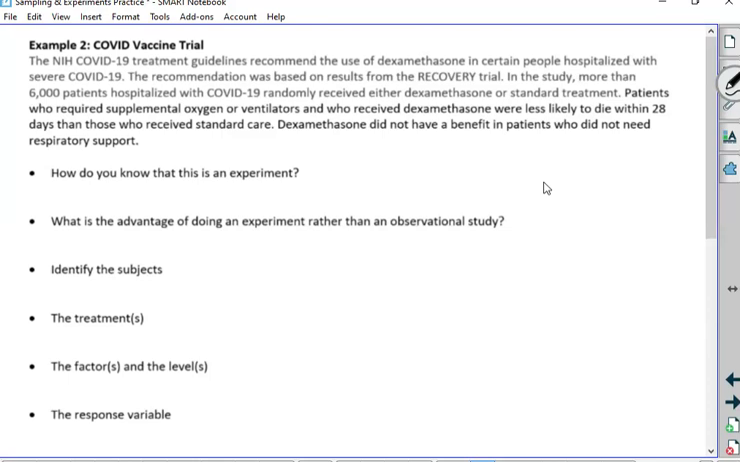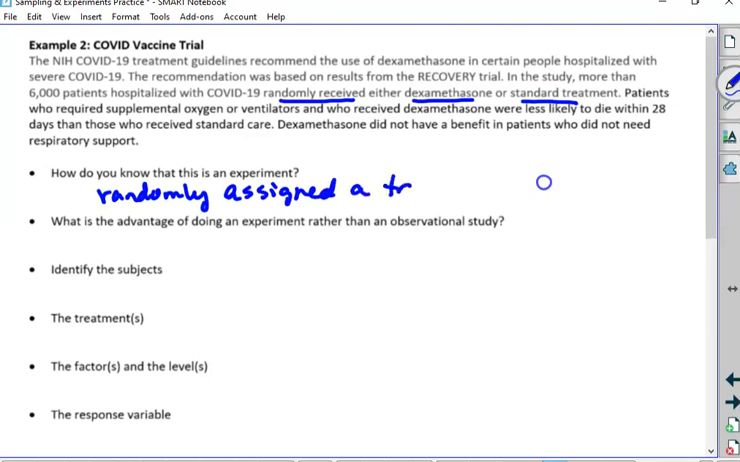So first question that you will be asked a lot is, how do you know it's an experiment? And you'll see in here, they randomly received a treatment. Okay, so there's a random treatment. So randomly assigned a treatment. And you don't need to write, you can write down stuff or not as you decide on this. I'm going to go really fast.